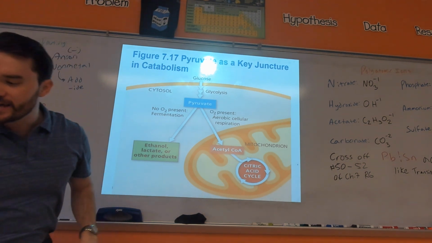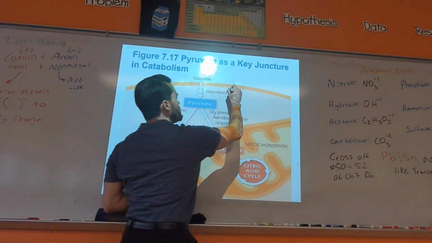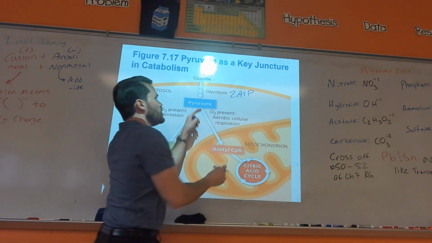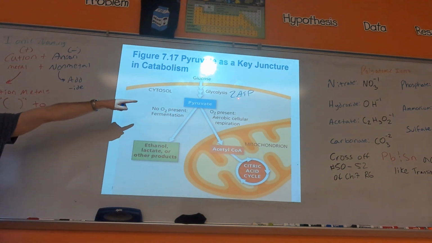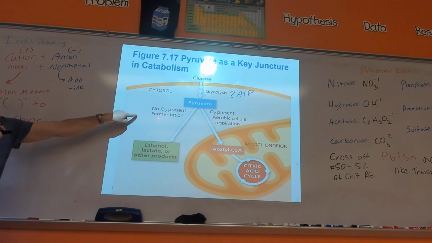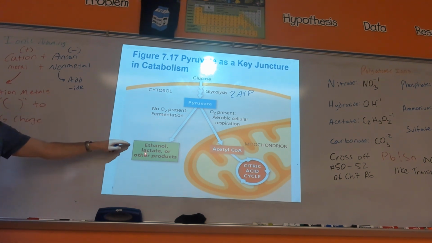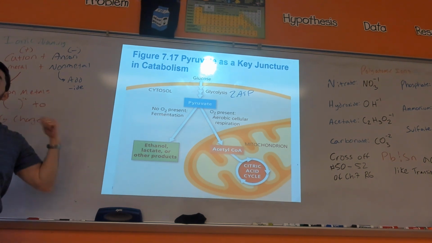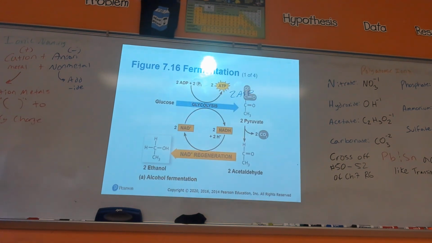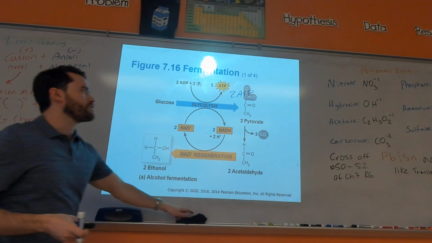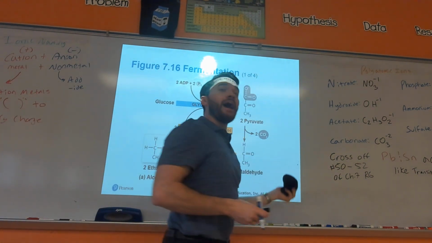Because remember, when you did glycolysis, you made 2 ATP. So we can still keep making that 2 ATP from glycolysis in the absence of oxygen. That's where we do either alcohol fermentation or lactic acid fermentation. So I want to go over both of those. So alcohol fermentation, this is how alcohol is made.